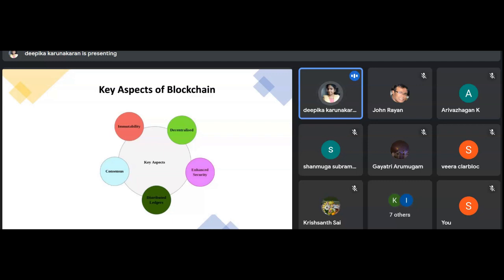And the next one is consensus. Consensus means a common agreement between the nodes that participate in the network. Based on the common agreement, the blockchain network will make its decisions.